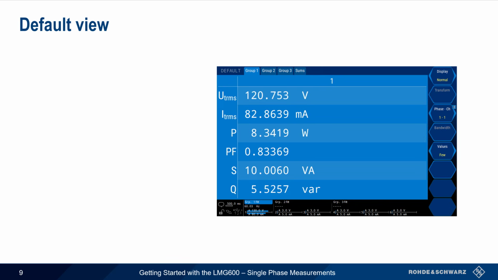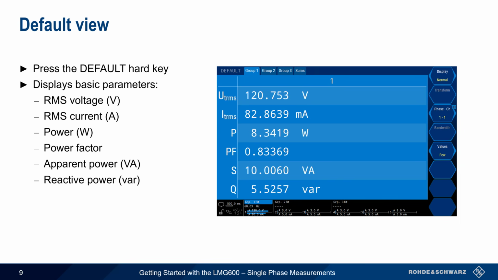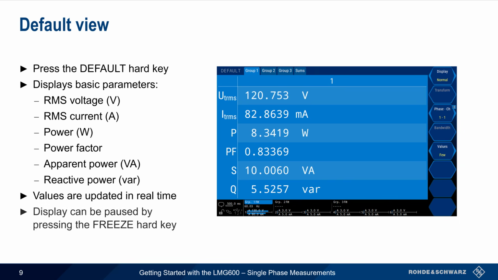Let's now start looking at measurements, beginning with the default measurement view. This view is accessed via the Default hard key on the front panel. This view displays the most important power measurements, namely RMS voltage and RMS current, power and power factor, as well as apparent power and reactive power. These values are updated in real time, but the display can be paused by pressing the Freeze hard key.